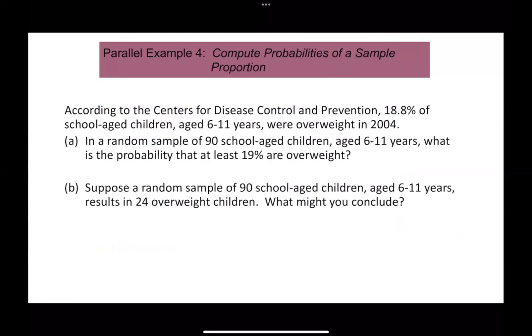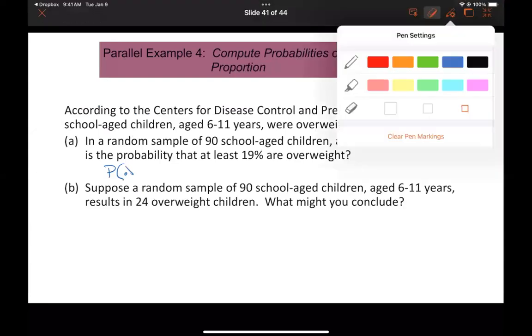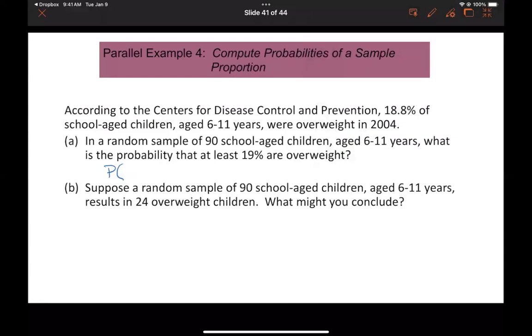Okay, so now we're going to actually math this out. According to the Centers for Disease Control and Prevention, 18.8% of school-age children ages 6 to 11 were overweight in 2004. In a random sample of 90 school-age children, ages 6 to 11, what is the probability at least 19% are overweight? So we're looking for the probability that p hat is greater than 0.19.